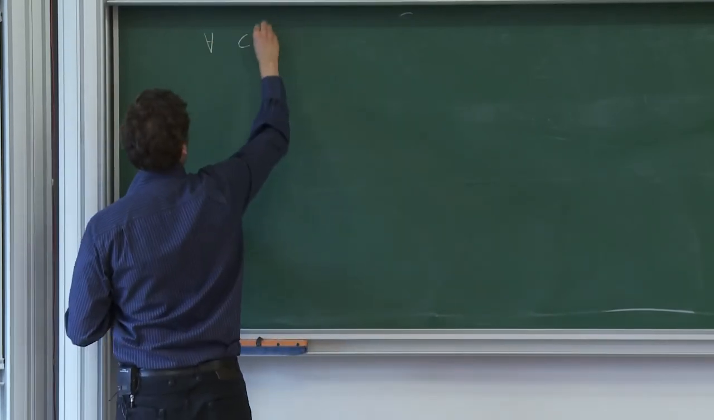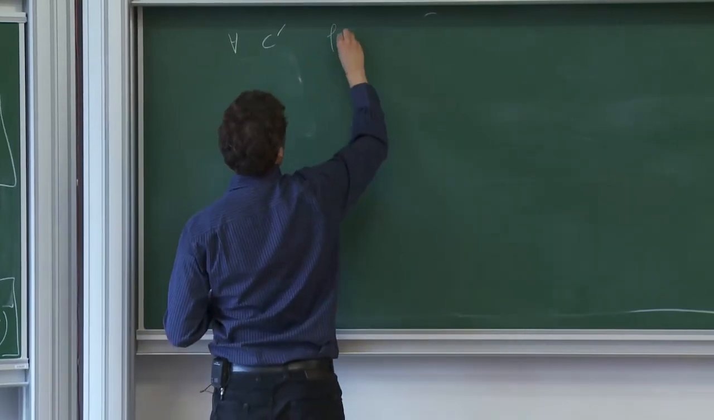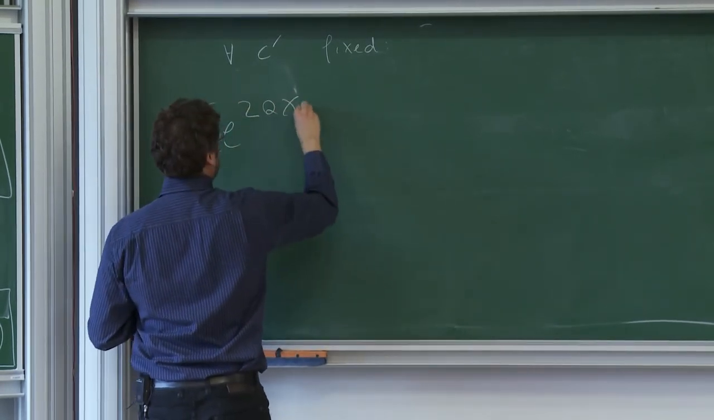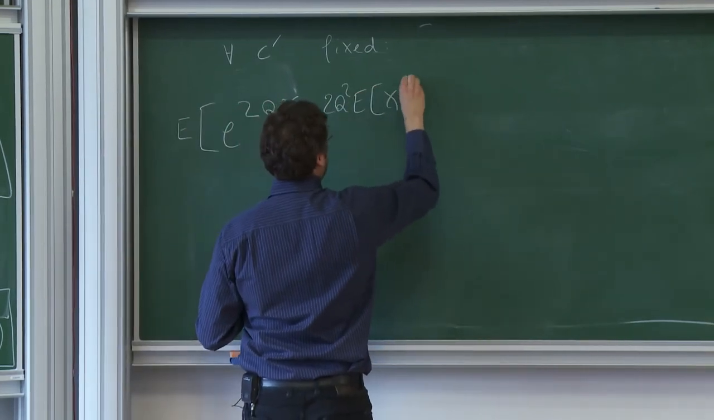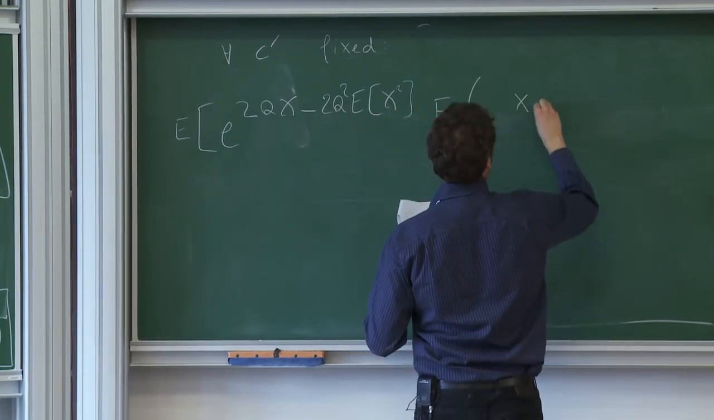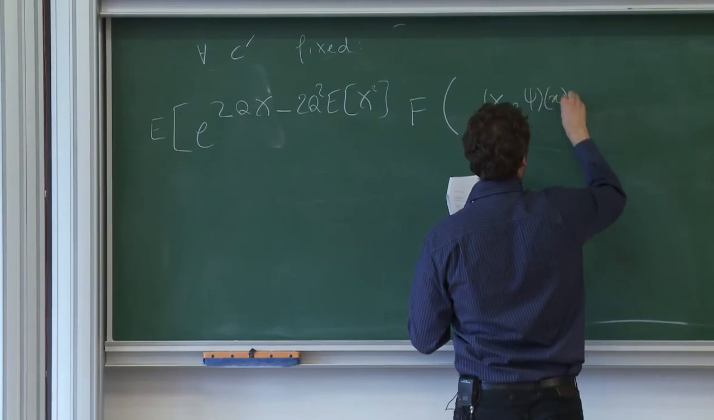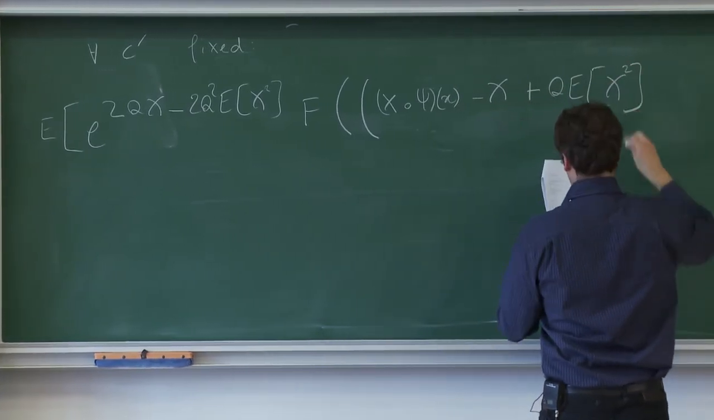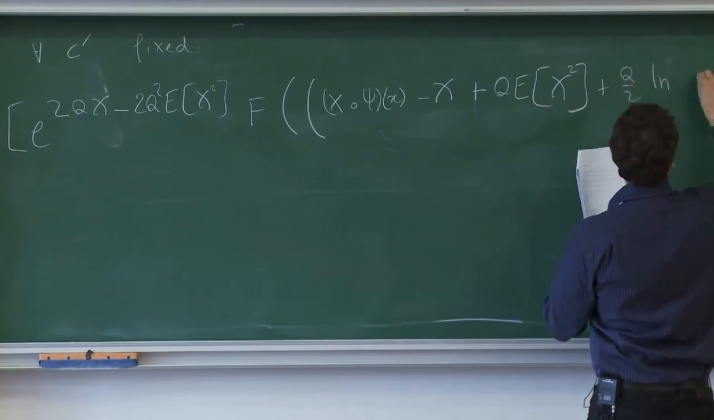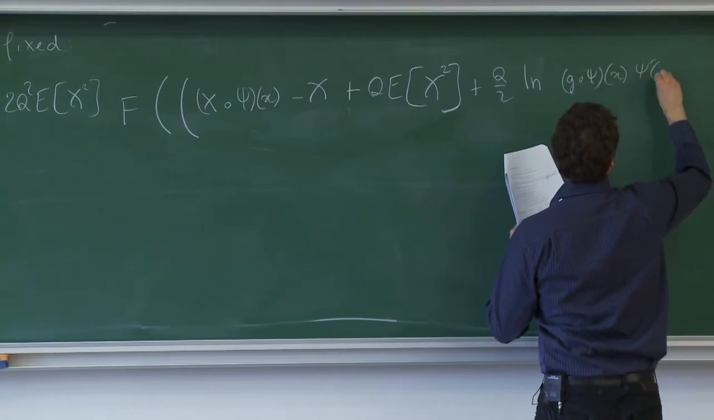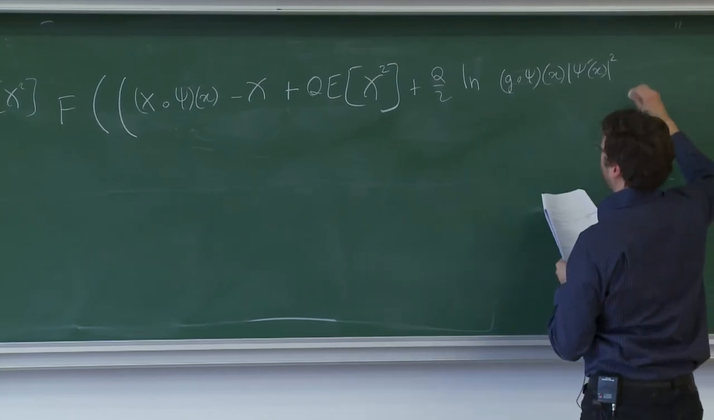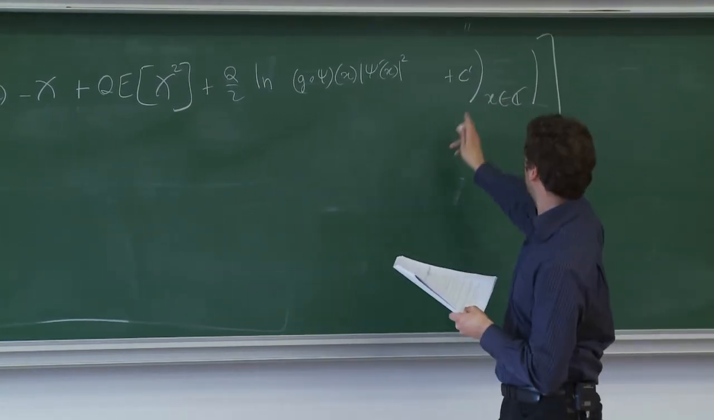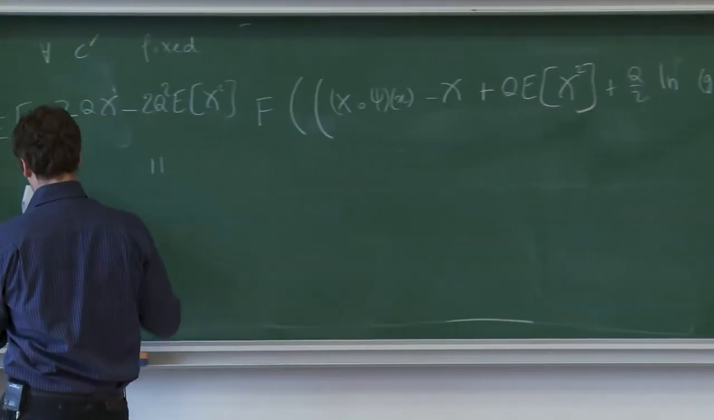that for all c prime fixed, whatever c prime, I get that the expectation of 2q chi minus 2q squared variance of chi, f of, so now I'm really going to write it, this is a field, minus chi plus q chi squared plus q over 2 log g pi x psi prime to x squared, plus c prime. So I'm taking it as a field. Okay, so this is a field.